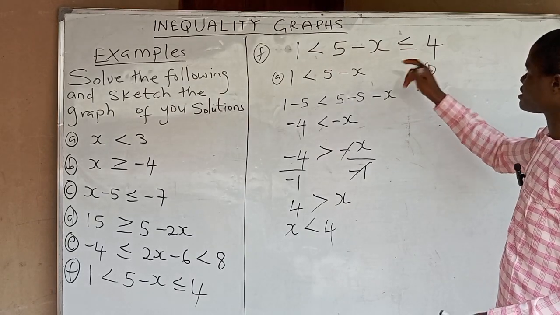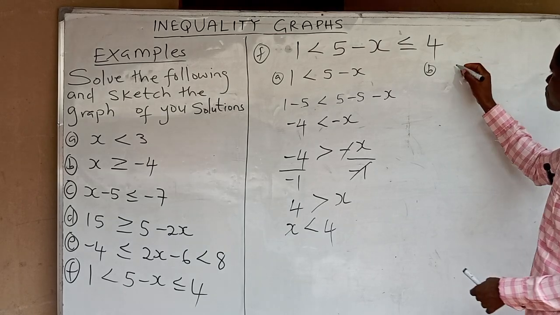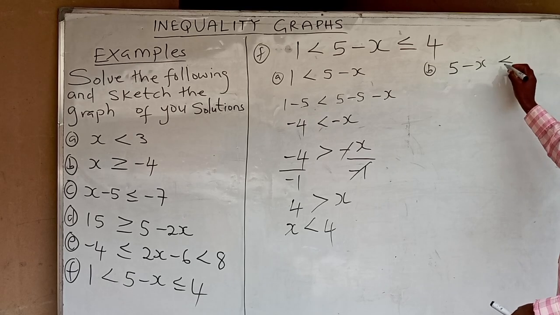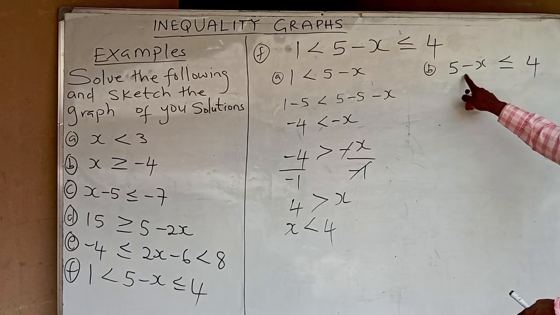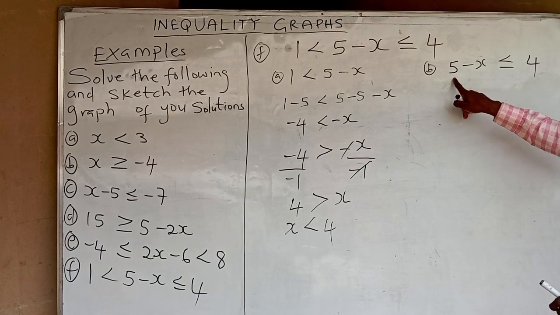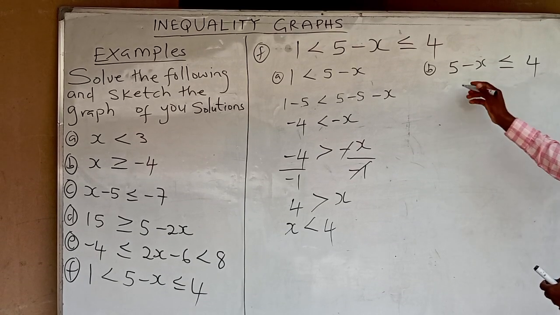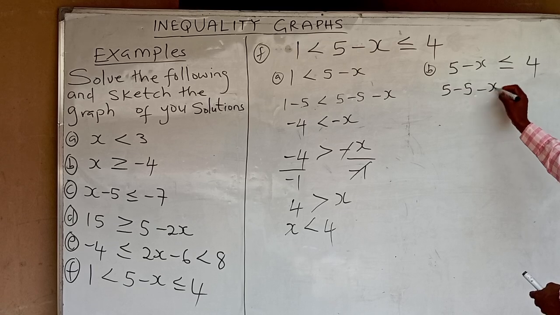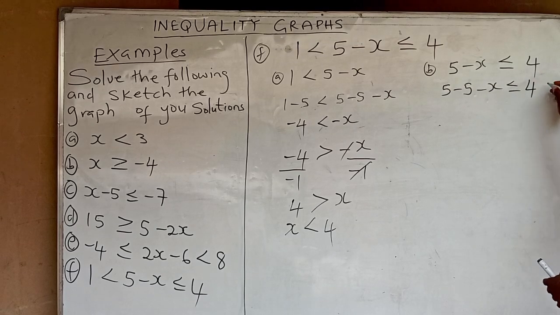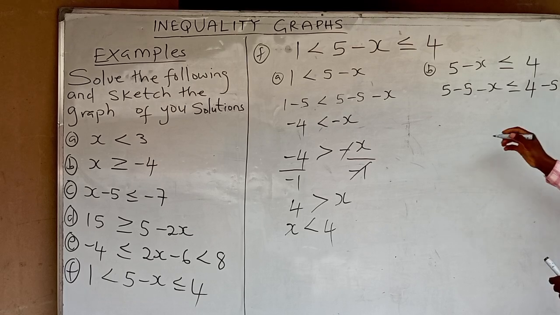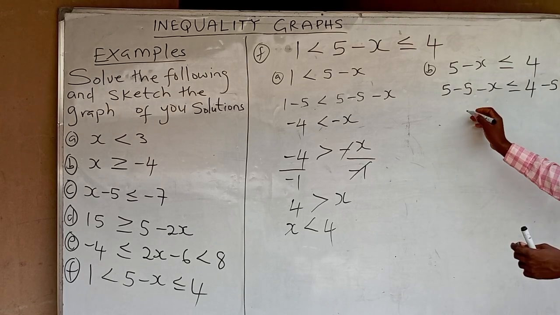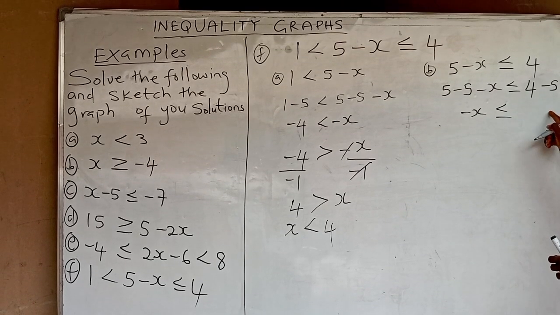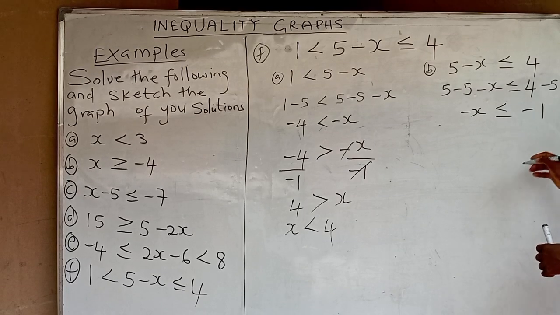Then the second part is solving this part. This is 5 minus x is less than or equal to 4. So I want x to stand alone. I'm going to subtract 5 from both sides. So this becomes 5 minus 5 minus x is less than or equal to 4 minus 5. 5 minus 5 is 0. So that we have minus x is less than or equal to 4 minus 5, which will give us minus 1.